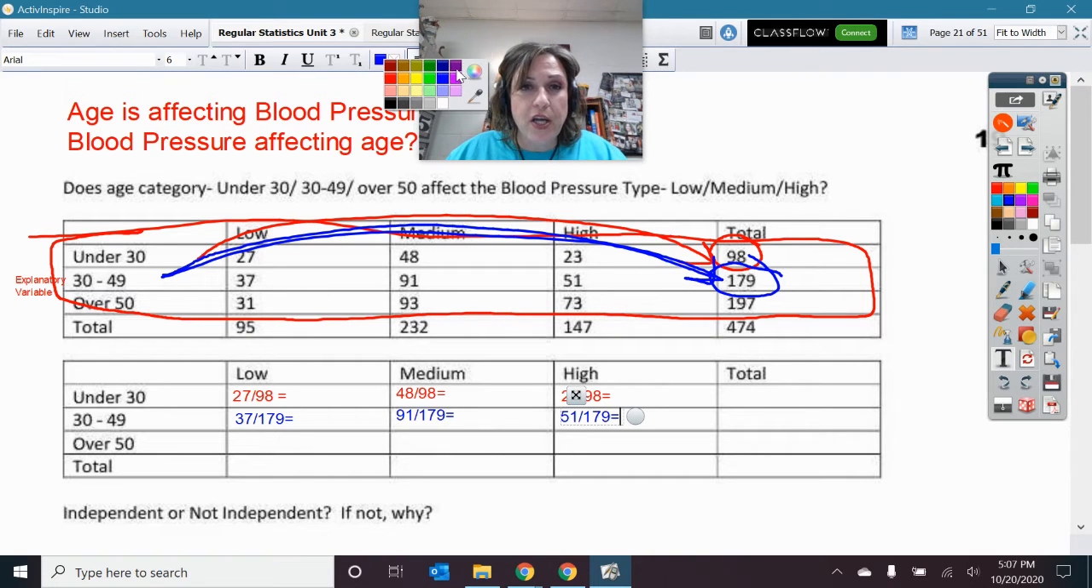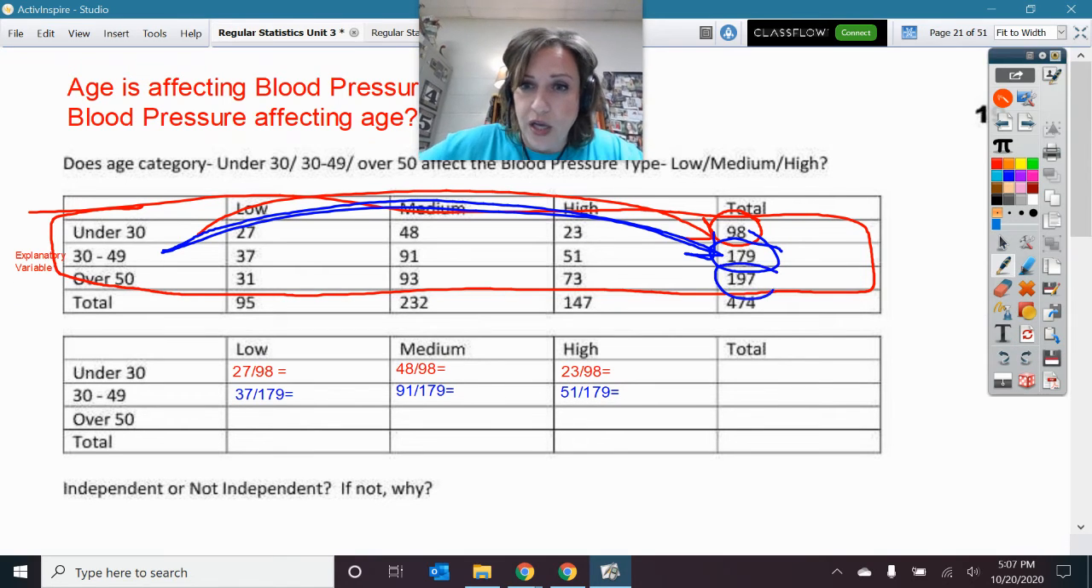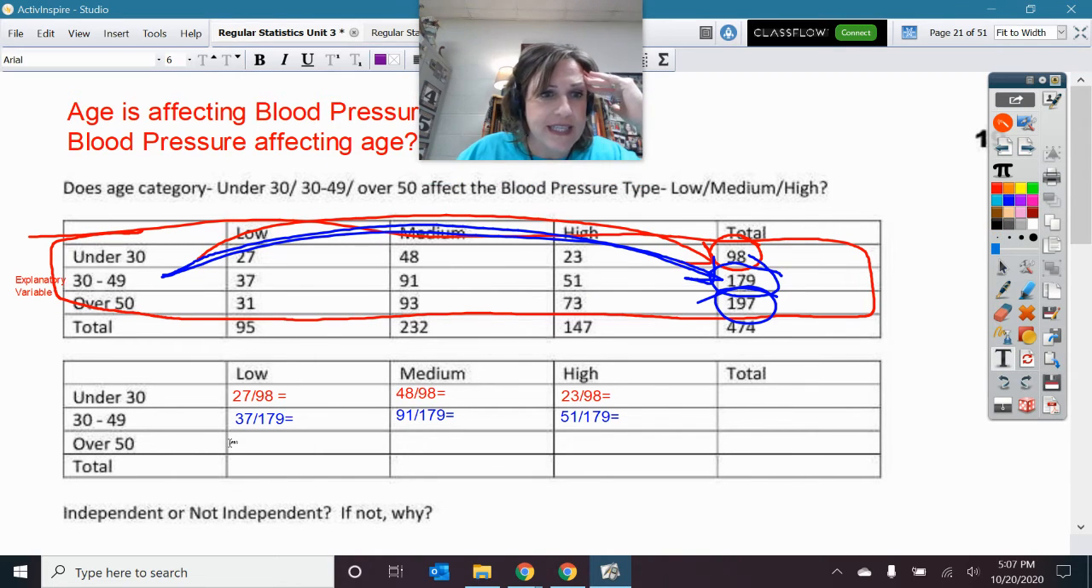It's conditional upon you being over 50. So how many are over 50? Well, 197. Ugh, that's close. So let's not mix up our numbers on that. If you're dyslexic, that might be hard. So let's see if I can get it straight. So out of the 197, 31 out of the 197 had low. Next, 93 out of the 197 over 50-year-olds had medium.